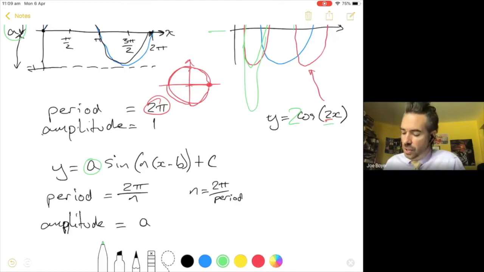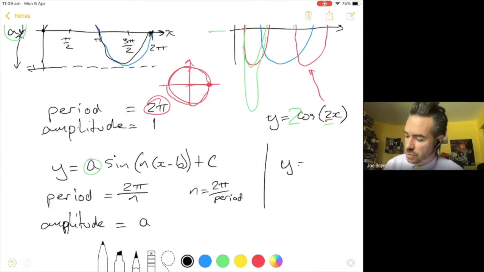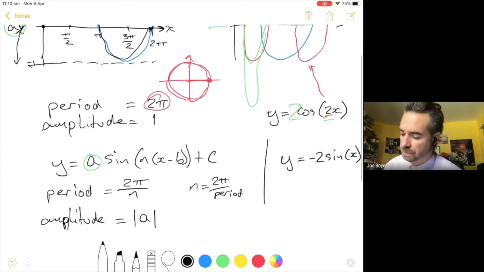Now, there's only one little trick to that as well, which is that the amplitude is never given as a negative number. It doesn't make sense to have a negative amplitude. So if you've got a question like y is equal to -2 sine x, and a question states, what's the amplitude? The answer is 2, not -2. It's always just the absolute value. So I'm going to use these absolute value symbols around my a to say that we just always give our amplitude as a positive value.